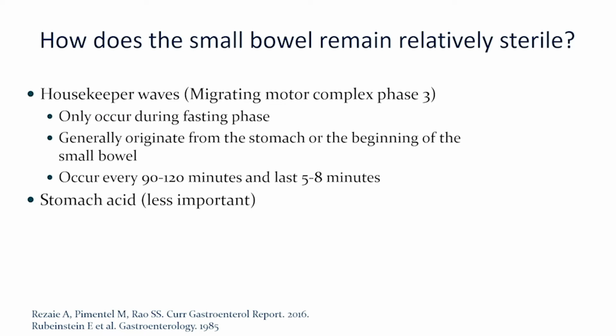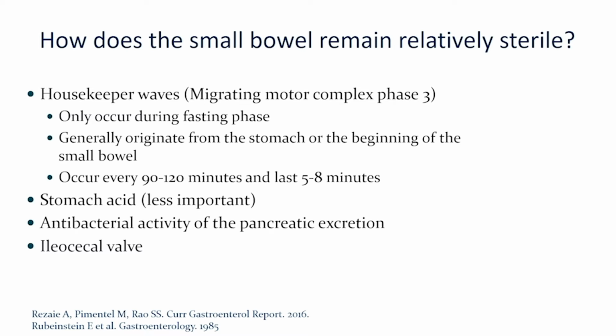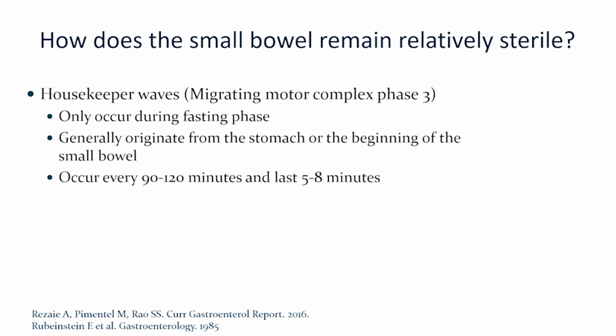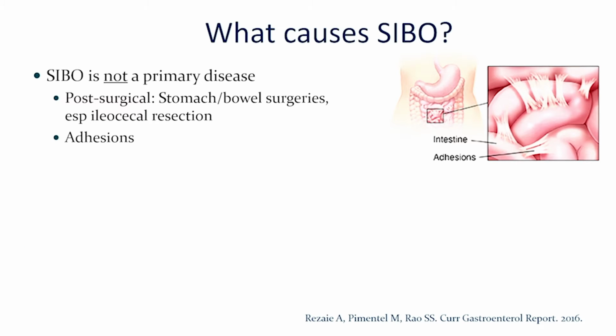There are a lot of other smaller mechanisms. One of them is stomach acid. That obviously raises the question of whether proton pump inhibitors raise the risk of SIBO. That has not been very well established. The antibacterial activity of the pancreatic excretions. And then finally, the ileocecal valve. The small bowel connects to the large bowel, and there's a valve there. Ideally, if it's in place and intact, it should act as another barrier against bacteria moving upwards. But in some patients, the valve becomes weaker or non-existent.